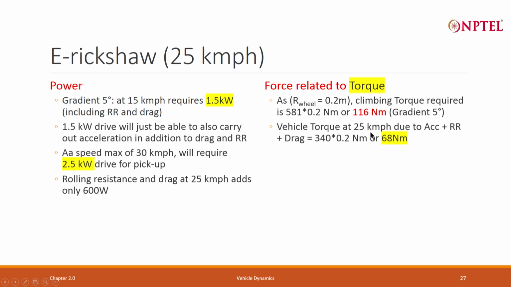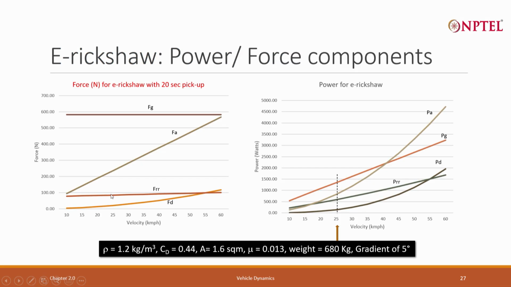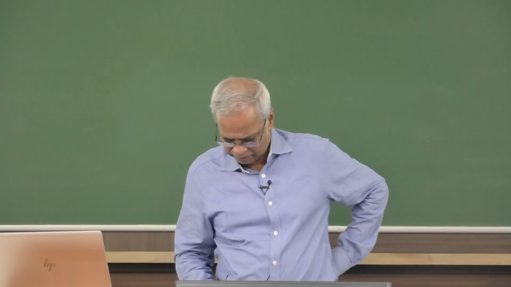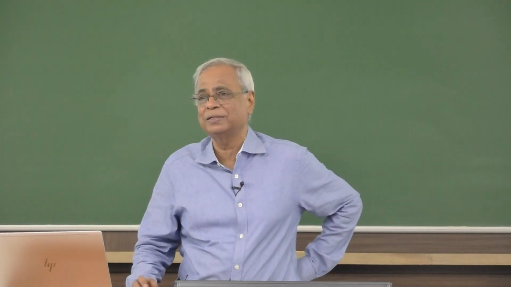Vehicle torque at 25 kilometers per hour: if I take all three into account, acceleration plus rolling resistance plus drag, it is a slightly better value. If I combine all three at 25 kilometers per hour, it is about 225 or 230 newtons, plus about 100 newtons, plus about 20-30 newtons. So, you are talking about 340 newtons multiplied by 0.2, which is 68 Newton meter. 68 Newton meter then becomes a target for your motor. 116 Newton meter you will not be able to handle, 68 Newton meter you may be able to handle with the right gear.